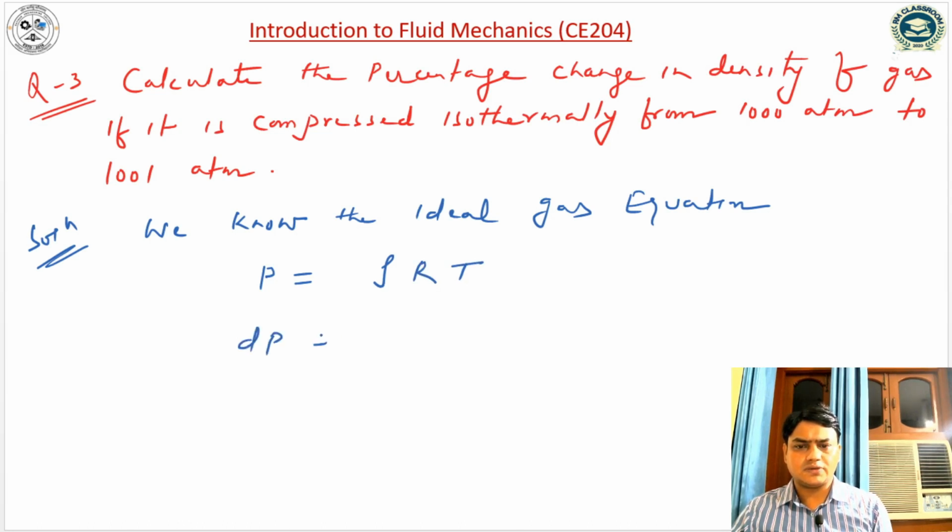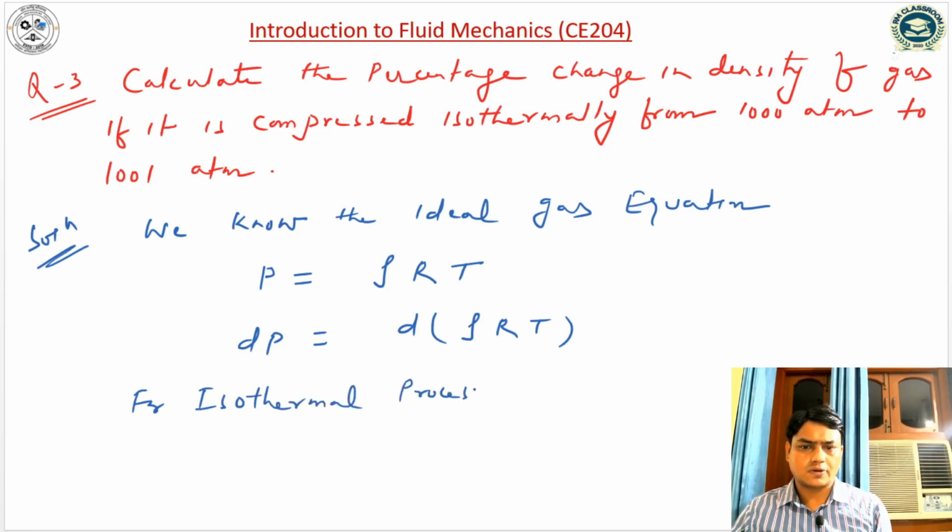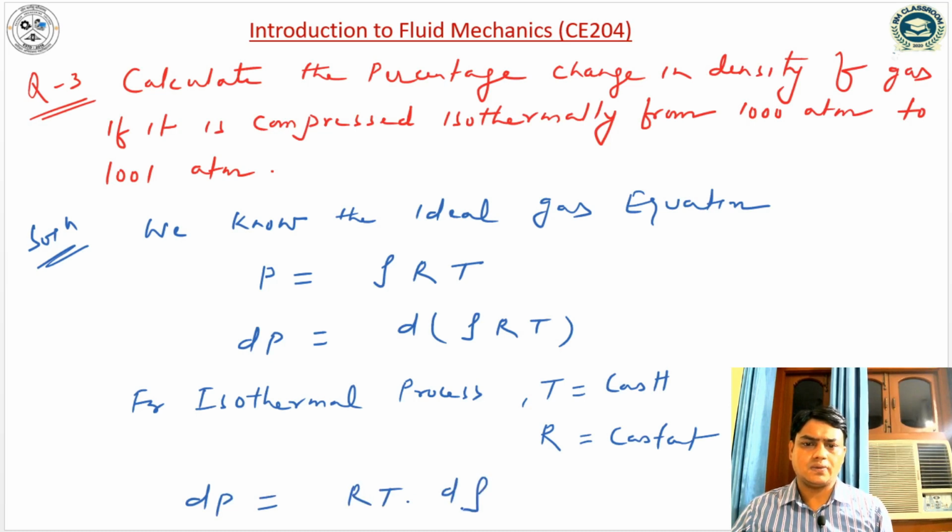Similarly, dP is equal to d rho R into T, because isothermal means temperature is constant. For isothermal process, temperature is constant. R is a gas constant, this is also constant. So we can write dP is equal to RT into d rho. This is equation number 1. This is equation number 2.